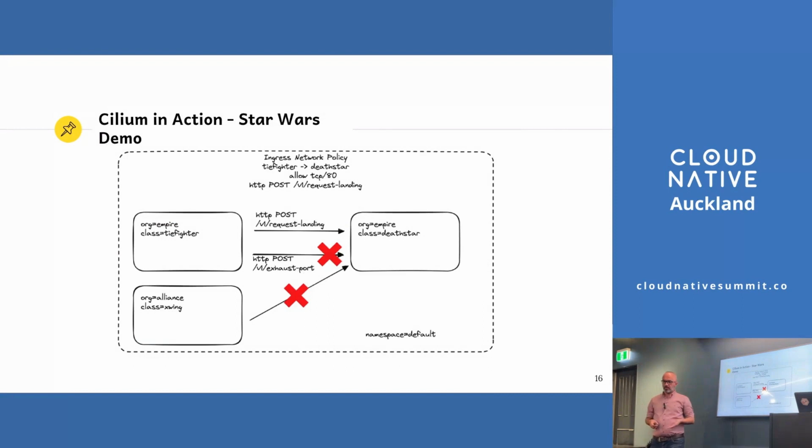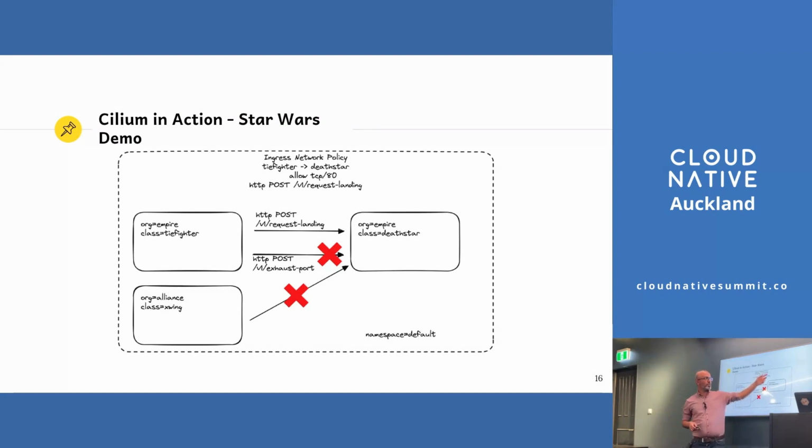Next, we'll try to have even more security. Even though TIE fighters are allowed to talk to the Death Star, maybe they should not be allowed to talk to the exhaust port, just extending the analogy. So you allow it on layer 4, TCP port 80 HTTP protocol, but maybe you don't want to expose all your APIs. So this API should be blocked. Only authorized resources should talk to it.